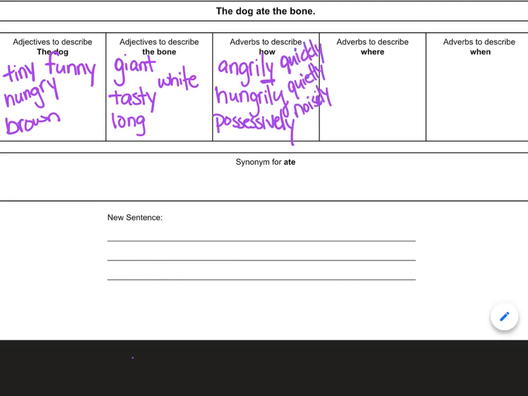Next, I want to think about, where is the dog at? Where is the dog chewing on the bone at? And then I want to ask myself, when did this happen? What time of day was it?